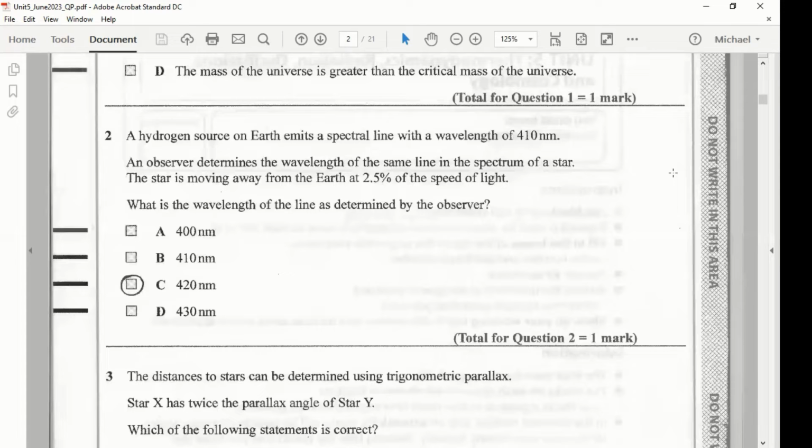I mean, you could just do a trial and error. You could try 420, you could try 430, or you could work backwards. It really doesn't make a big deal. If I say 420, then that would be 10 nanometers divided by 410 nanometers. And 10 divided by 410 is pretty close to 2.5%. So the answer is C. Can't be A, because A would be coming towards you, and we're told it's moving away. So it'd be longer. So 2C.